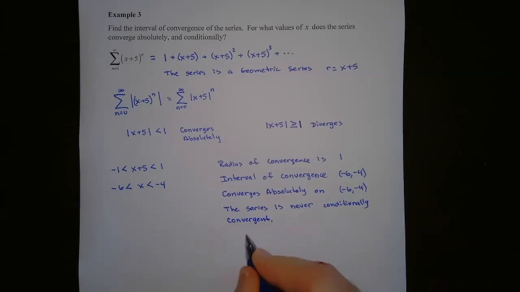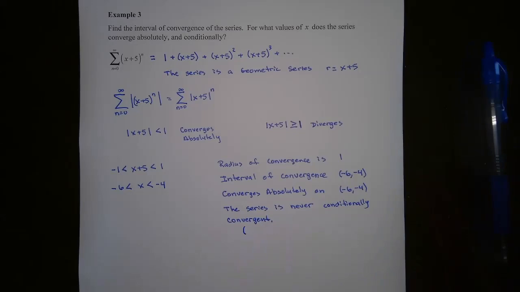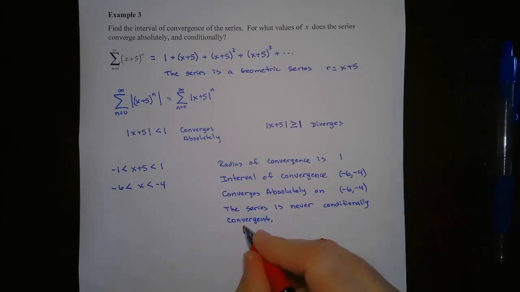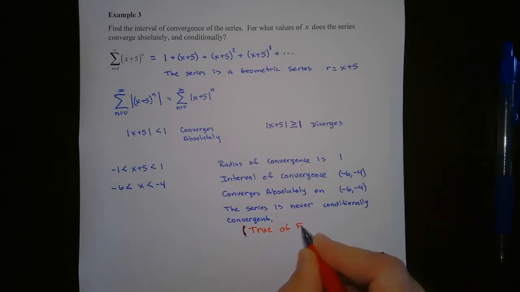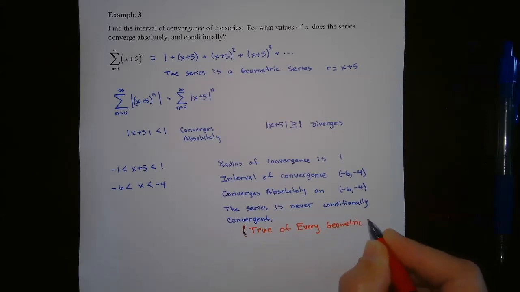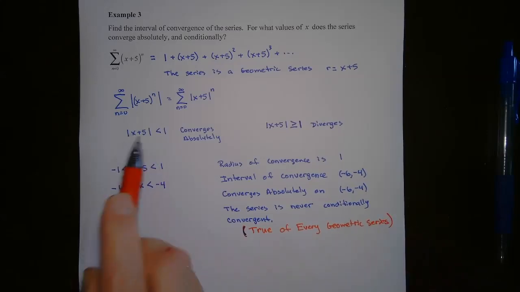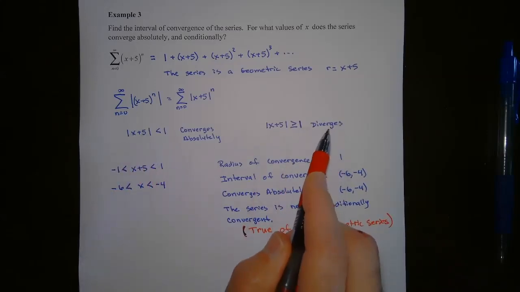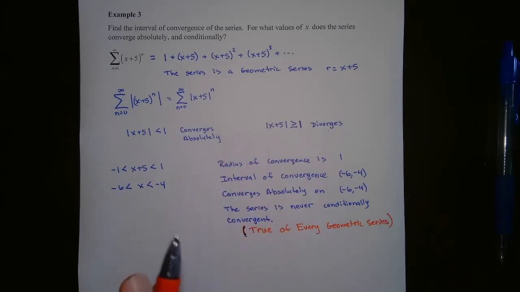And this is always going to be true for every single geometric series. Actually, I'm going to do that in red. Because for geometric series, it's either going to be converging absolutely or it diverges. You never have something that's in between.